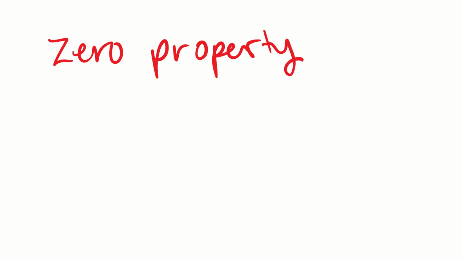There's a few basic rules of exponents. The first one we'll look at is the zero property. So the zero property is when the exponent is 0. So if I have x to the 0 power, that's going to be 1.